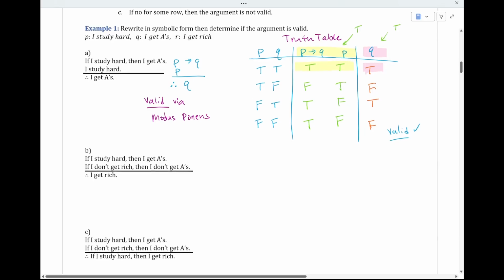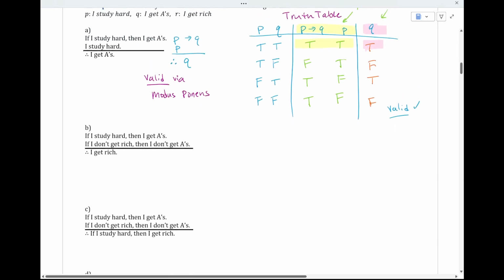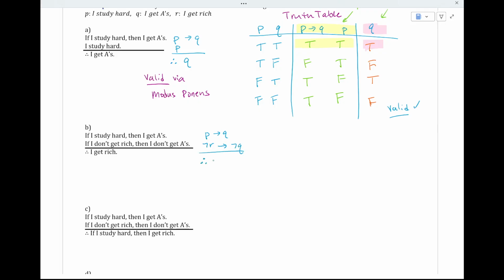Okay, let's look at the next one. If I study hard, then I get A's. If I don't get rich, then I don't get A's. Therefore, I get rich. Is this a valid argument? Let's take a look. If I study hard is P, then I get A's. That's Q. If I don't get rich, that's not R. Then I don't get A's. That's not Q. Therefore, I get rich, R.